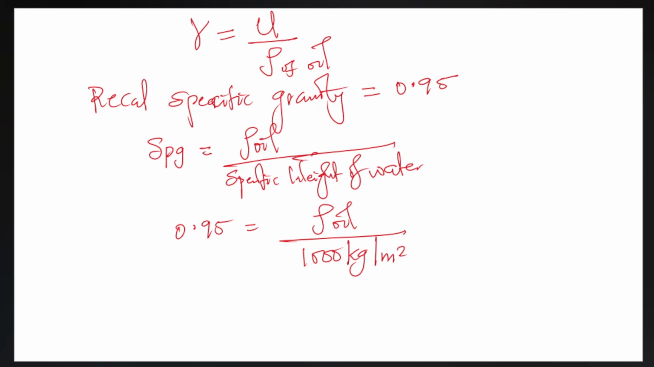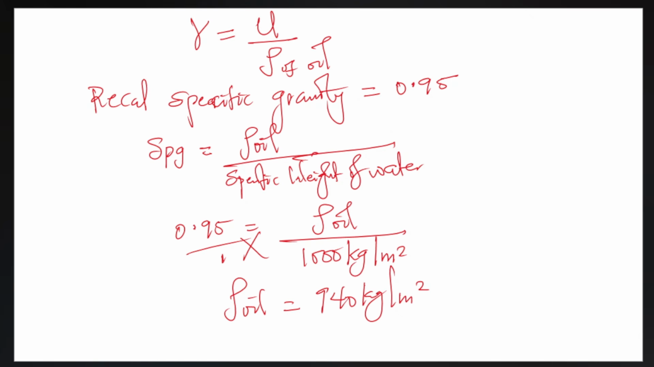For you to get your density of oil, you make density of oil the subject by cross multiplying, and you simply have that the density of oil will now be equal to 1000 multiplied by 0.95, and that will give you 940. So we have 940 kilogram per meter square. So this will be the value for your density of oil.